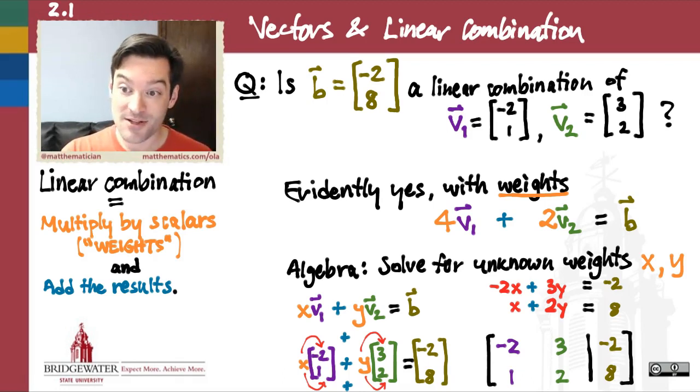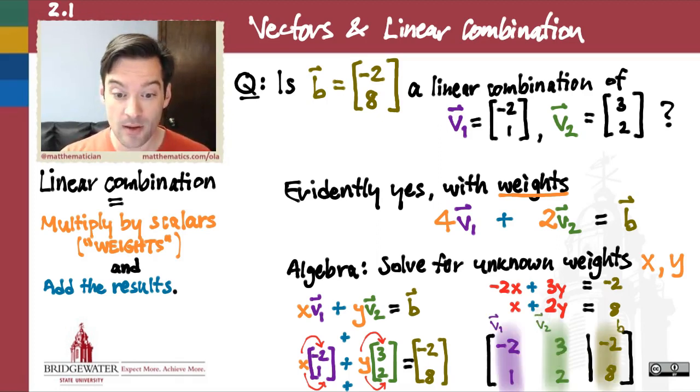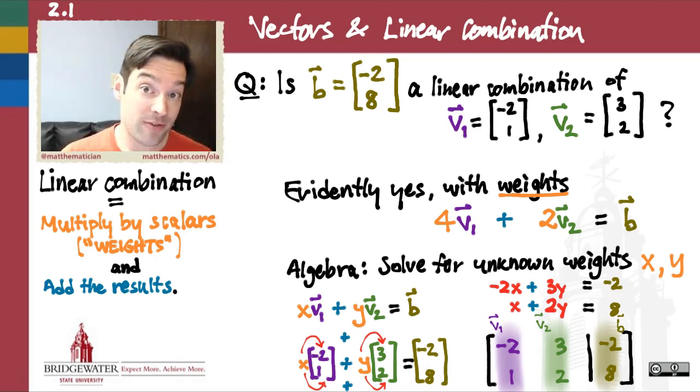Because linear combination is exactly the operation which defines a linear system of equations in the first place. The first column of this augmented matrix is V1. The second column is V2. The third column is B. So that means that augmented matrices and the solutions of linear systems of equations that we know how to find have the power to answer questions about linear combination.